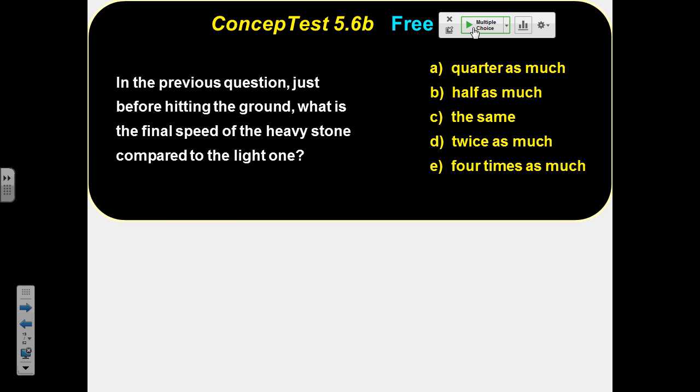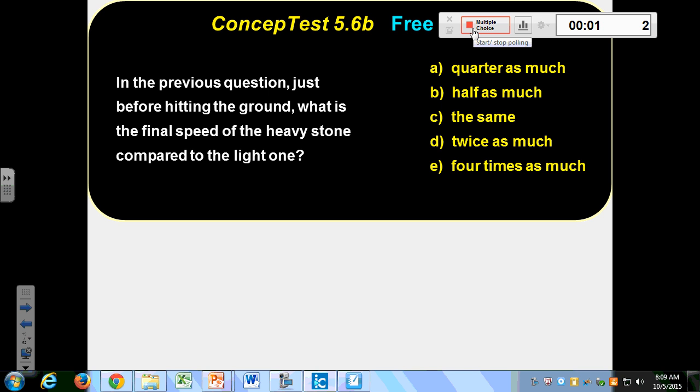Previous question, what is the final speed? Let's answer this for you. All right, just about 5 more seconds.